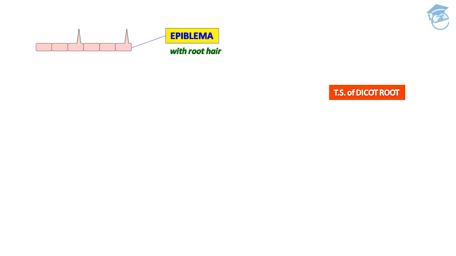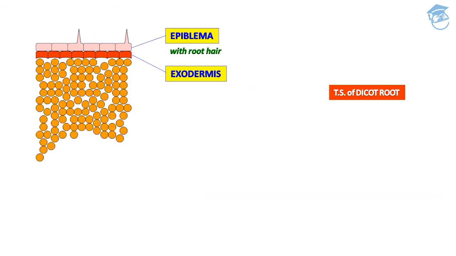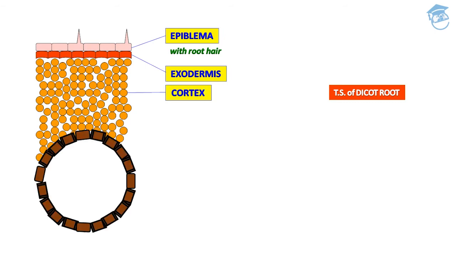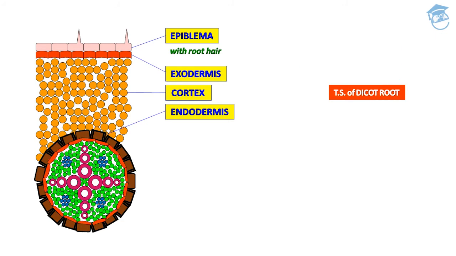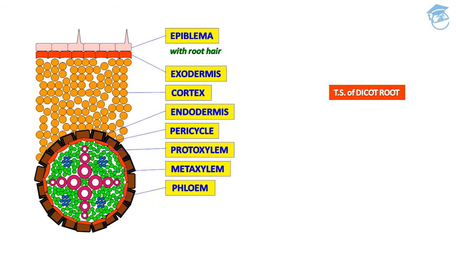Okay, now we'll see the transverse section of the dicot root. This is the epiblema with root hair, and this is the exodermis, which is represented by this red color, and this yellow color is representing cortex, and this is the endodermis, which is made up of barrel shaped cells which are suberized because of the deposition of suberin. And this is the pericycle, which is represented by this red color, and this is protoxylem, this is metaxylem, this is phloem, and it is a radial vascular bundle, this is connective tissue, and this is the pith.